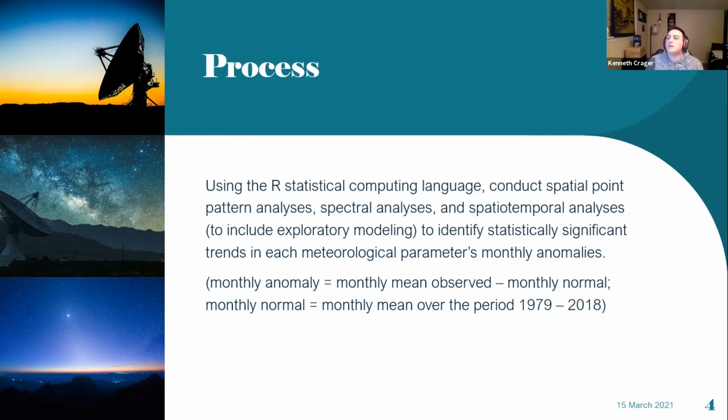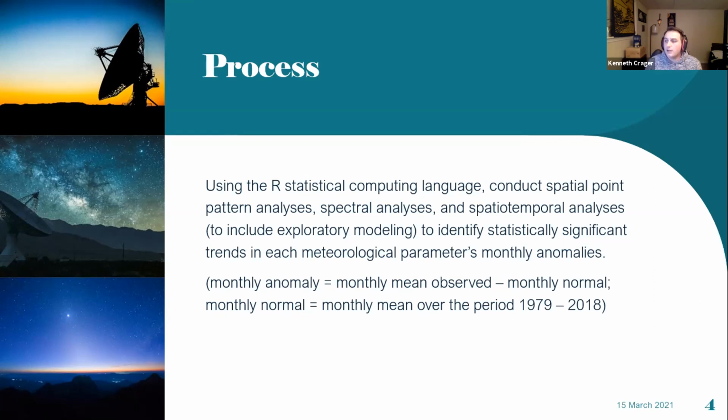So I'm working through spatial point pattern analyses. I'll be getting to spectral analyses to pick apart trends in time, and I'll be conducting spatiotemporal analyses to include some exploratory modeling to explore potential relationships between these parameters to try and see what kind of statistically significant trends exist in space and time.